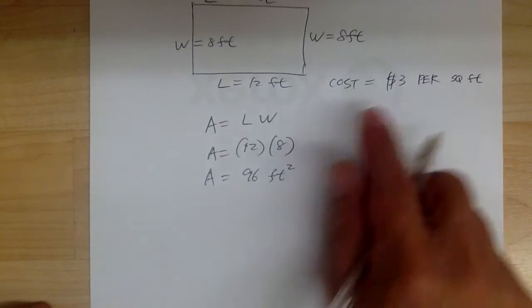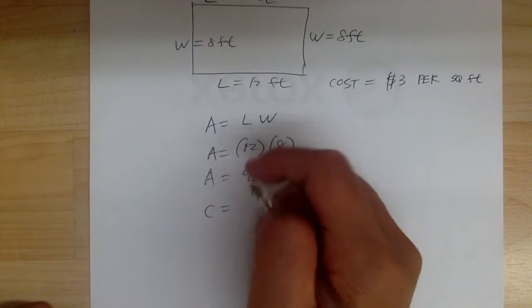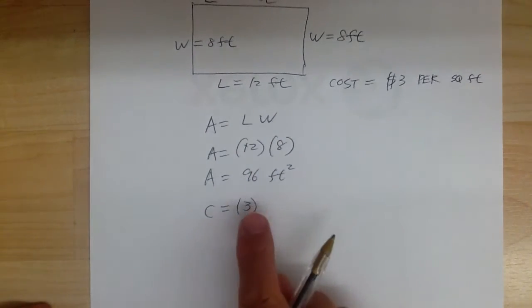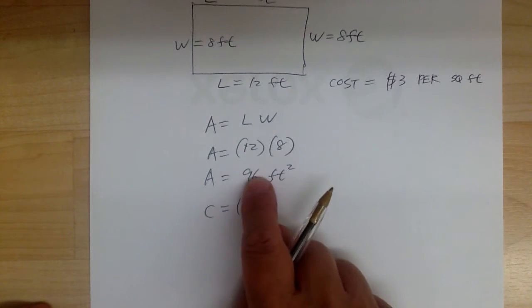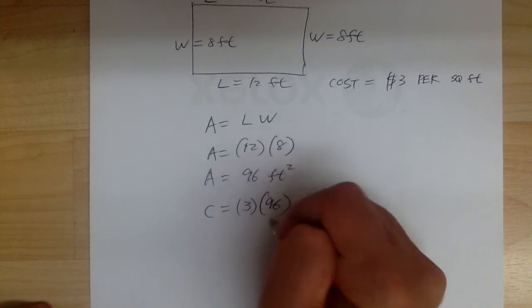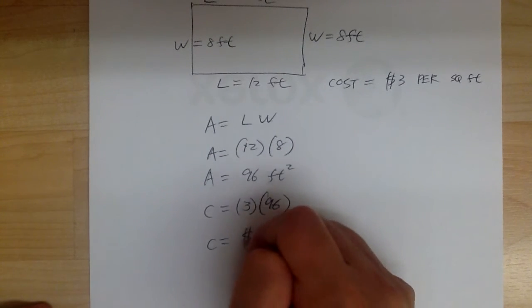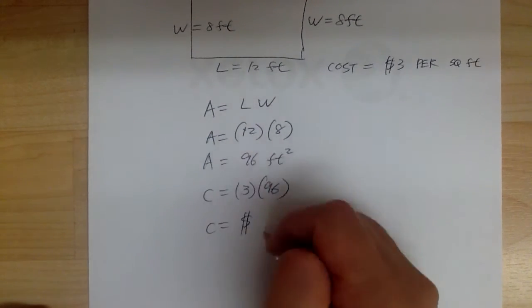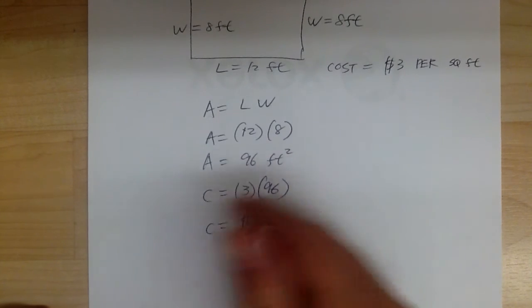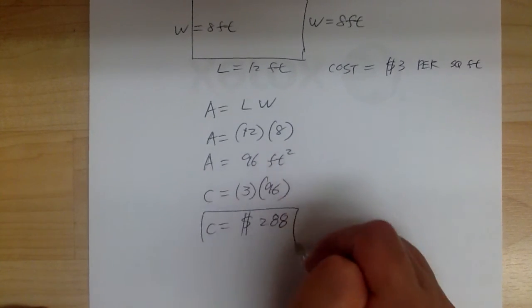Now you have to figure out the cost. The cost is $3 per square foot. So every square foot is $3, and there are 96 of them. So you multiply by 96. So the cost, again, don't forget your dollar sign, your label. So it'll be $288. Use your calculator and multiply out, and that's your answer.